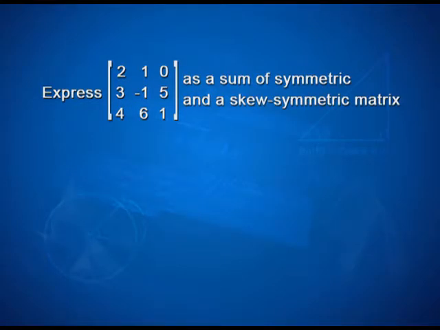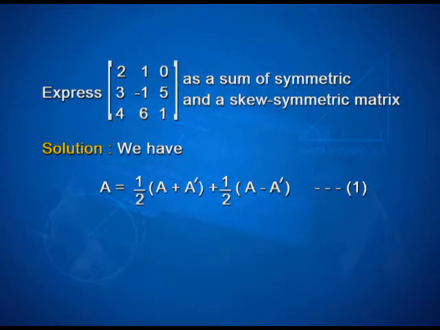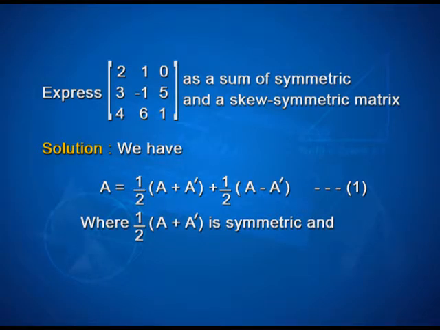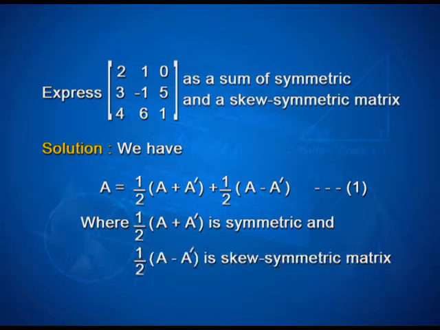Now, look at this example on your screen: 2, 1, 0, 3, minus 1, 5, 4, 6, 1. Express this matrix as a sum of a symmetric and a skew symmetric matrix. For the solution, by the theorem, matrix A can be expressed as half of A plus A dash plus half of A minus A dash. Take it as equation 1, where half of A plus A dash is symmetric and half of A minus A dash is a skew symmetric matrix.